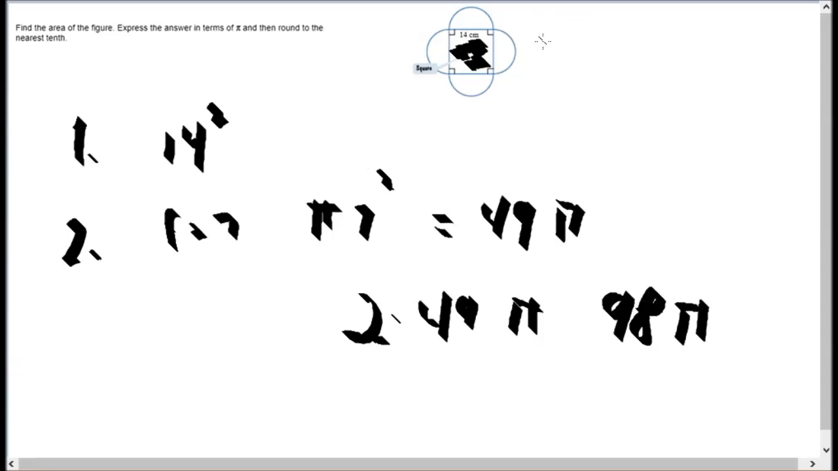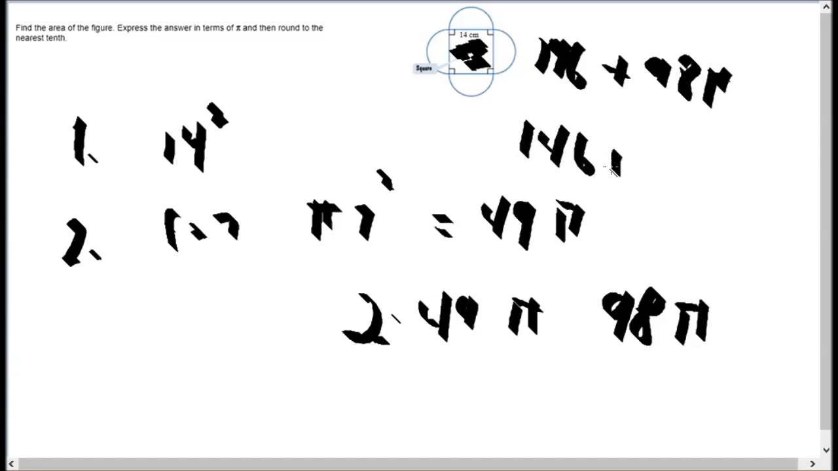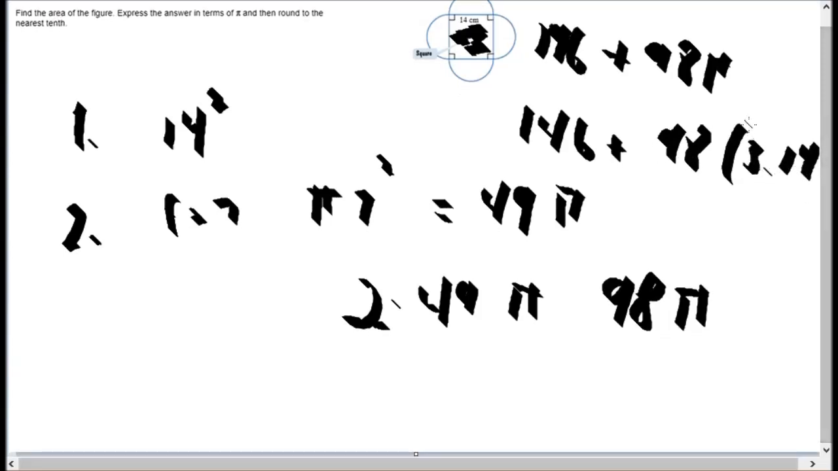Okay, so what we have here is 98 pi plus 14 squared. So for our total answer, we're going to have 14 squared, which is 196, plus 98 times pi. So when we finish this, 196 plus 98 times 3.14, let's see what we can get out of that. All right, and after we multiply that out, we have 503.72, which rounds to 503.7.